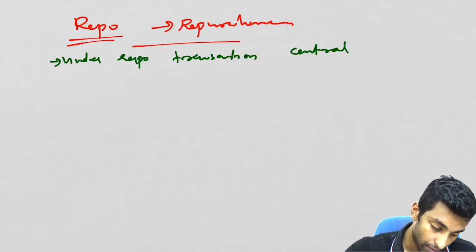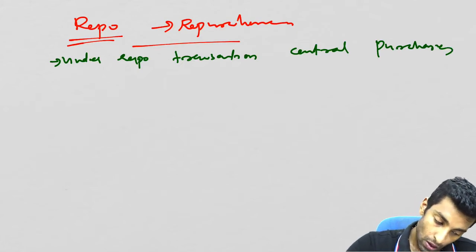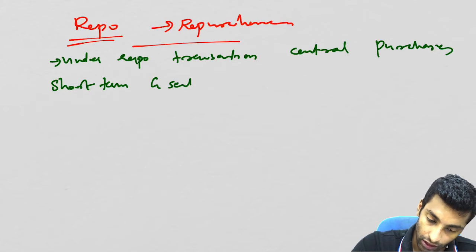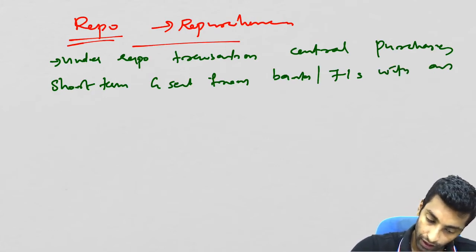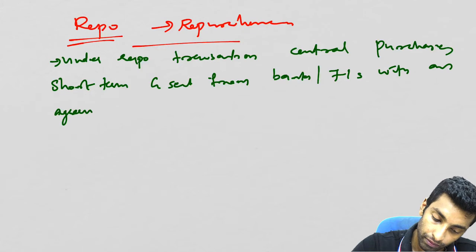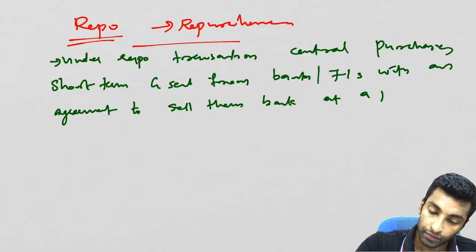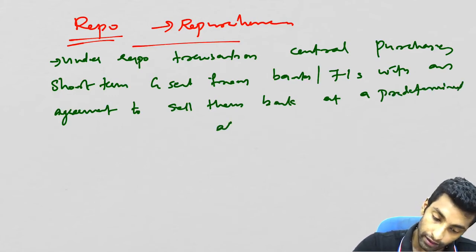Under a repo transaction, the central bank purchases short-term G-Secs, government securities, from banks or financial institutions with an agreement to sell them back at a predetermined date.